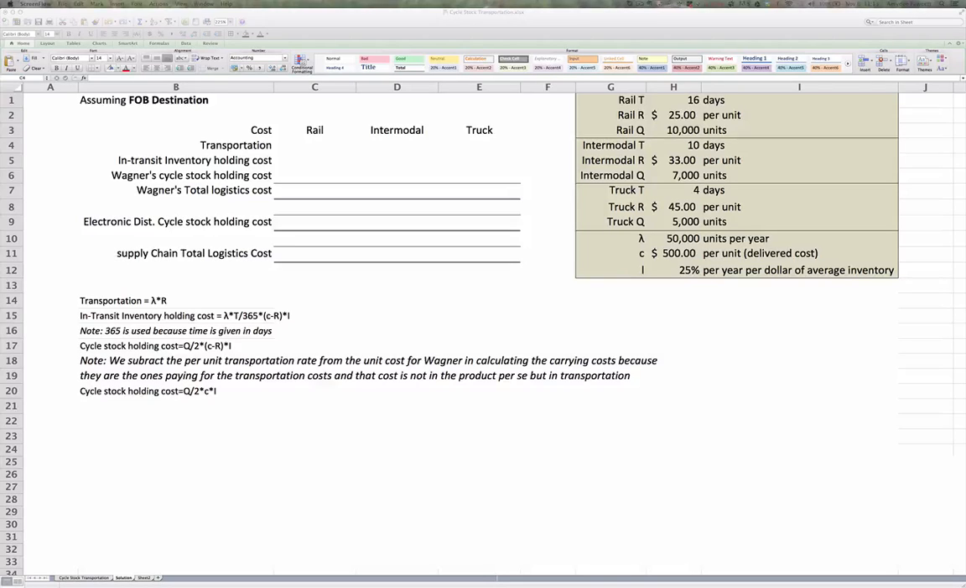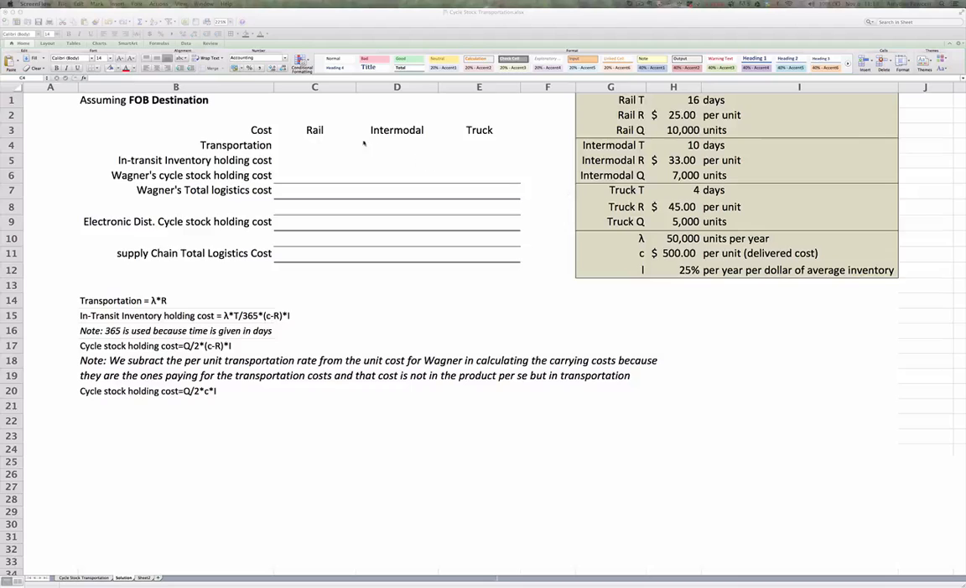Hello, and thank you for tuning in to this video demonstration about how we can incorporate transportation costs into our inventory-related decision making. Specifically, here we are looking at a scenario where we have two companies, Wagner, which is a manufacturer of electronics and components, as well as a distributor, which we will simply call electronics distributors. Now, these two companies do business with each other, and we're currently looking at a situation where we have to choose a transportation mode.